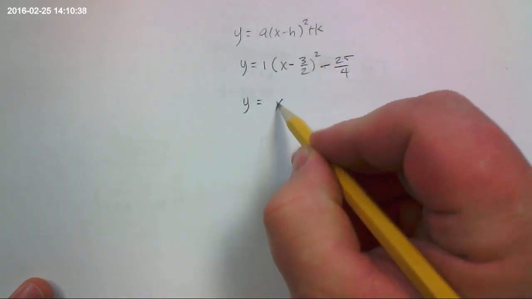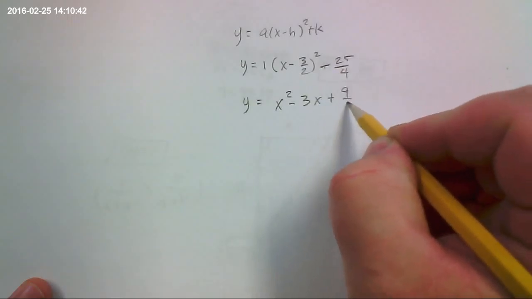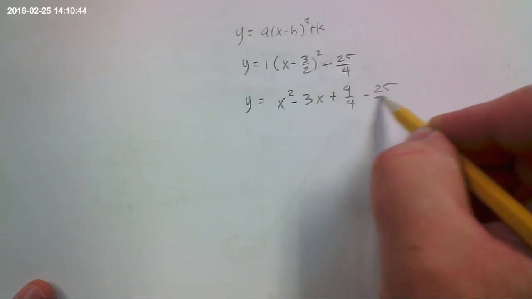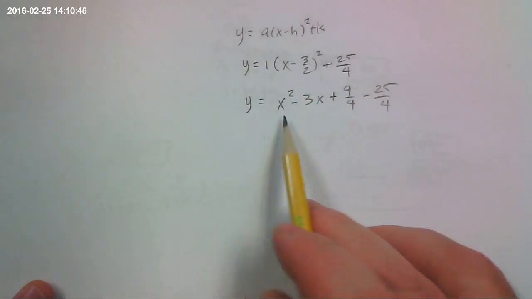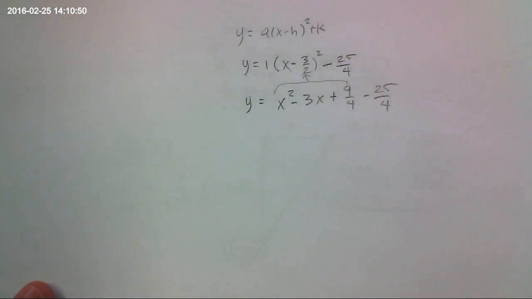When you square this, I'm not going to write out the math for you right here. Look, here's what you get: x squared minus 3x plus 9 over 4 minus 25 over 4. This squared equals that. You need to do it on your own if you didn't get it, because when you do it on your own, you'll see it. If you just wait until somebody else does it for you, you'll never get it.